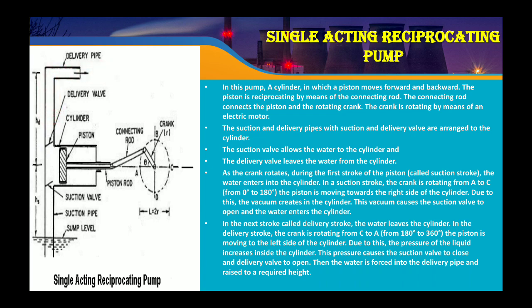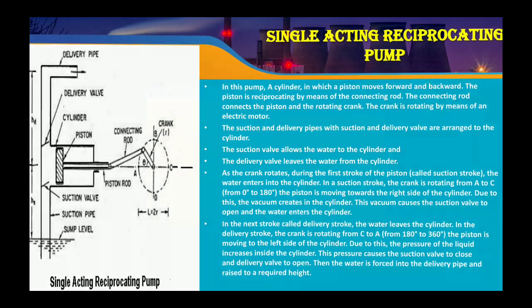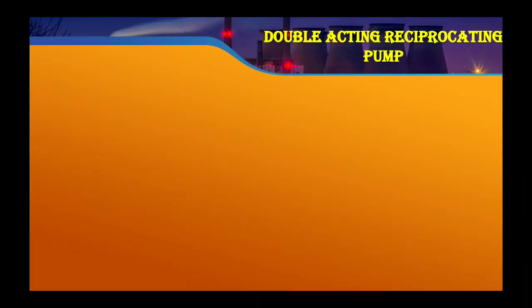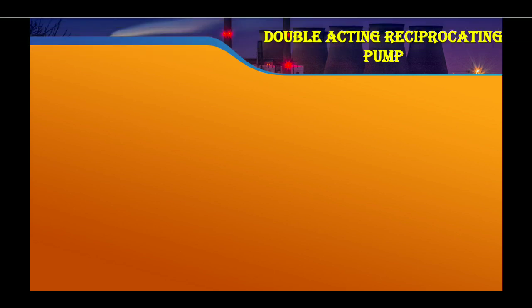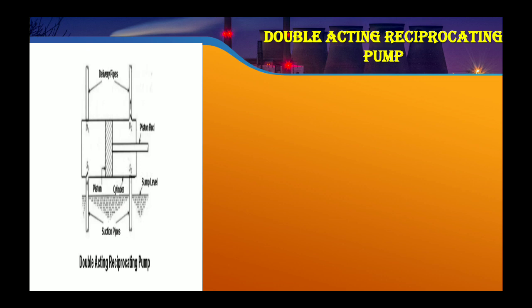Okay, so that is the single acting reciprocating pump. And the next one is the double acting reciprocating pump. Here you can see the diagram or constructional view of a double acting reciprocating pump. These are the delivery pipes, that is the piston rod, that is the cylinder, that is the piston, this is the piston rod, that is the sump level, and the lower end is the suction pipes.